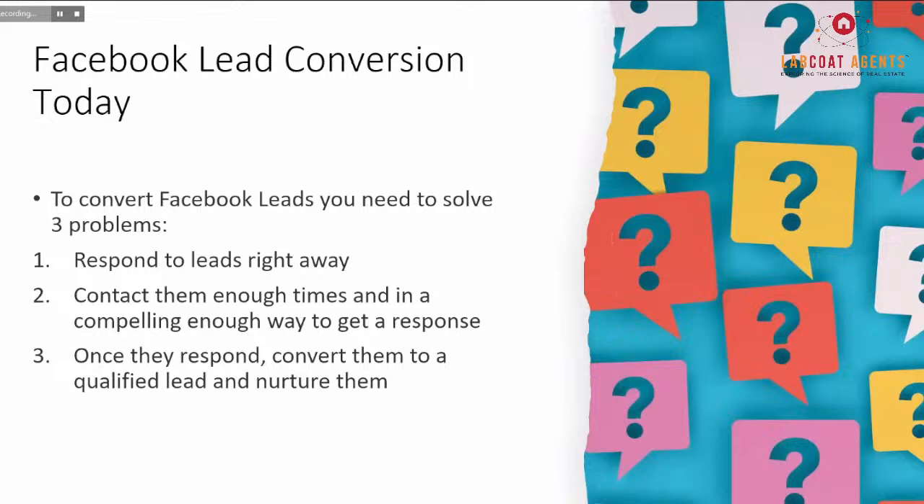All right. So you need to solve 3 problems when you're trying to convert Facebook leads for real estate. Number 1 is the speed to lead problem. That was true 5 years ago, 8 years ago, and it's still true now. You want immediate response. You have to contact them enough times and in a compelling enough way to get a response. Quality here matters too, not just quantity. And once they respond, you've got to know how to convert them into a qualified lead, and you have to have a nurture process.